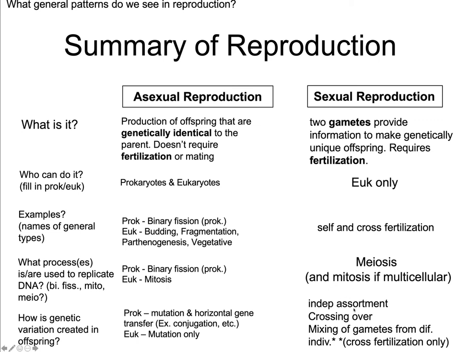And then lastly, how is genetic variation created during sexual reproduction? Well, these things that happen during meiosis: independent assortment, crossing over, and then mixing of gametes from different individuals that occurs during fertilization. And remember, you're only going to have it from different individuals if you're doing cross-fertilization as opposed to self-fertilization.